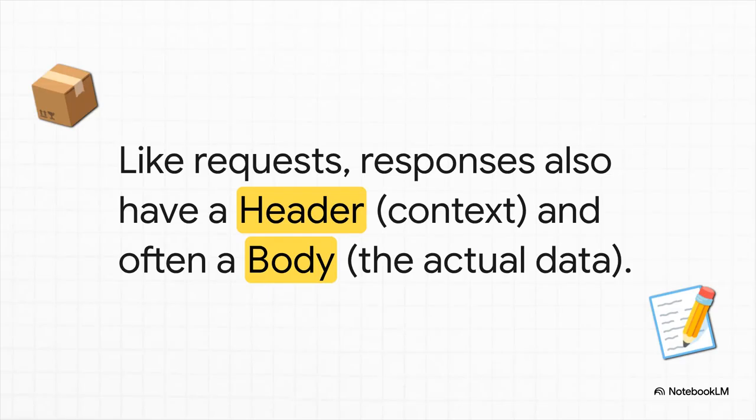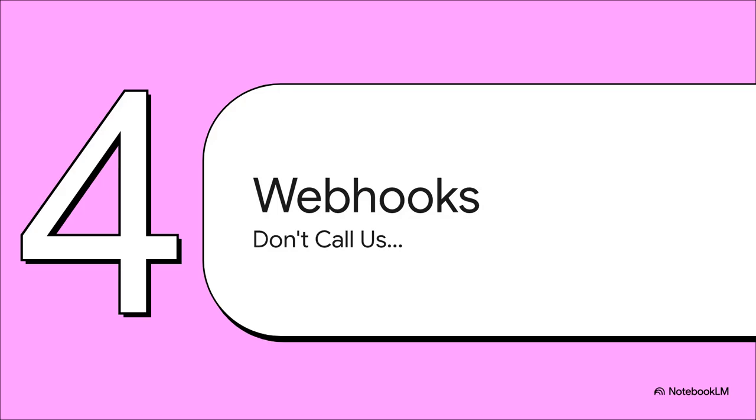So just like your request, the response has a header with some context, like what format the data is in. And if you asked for data with a GET request, the response is going to have a body containing that data. That's your food, delivered on a plate in a nice structured format like JSON.